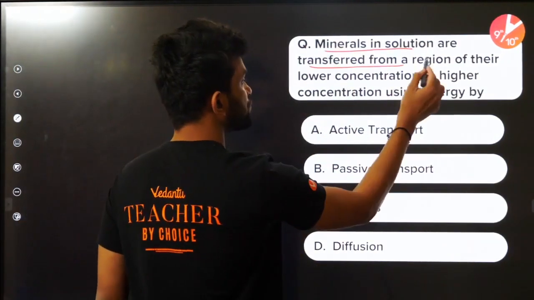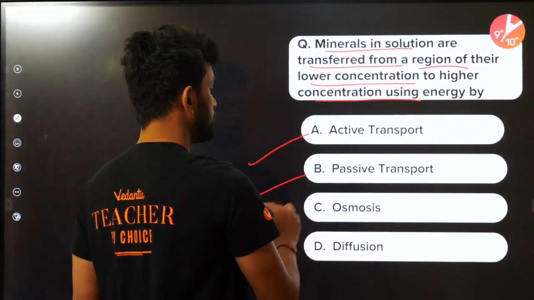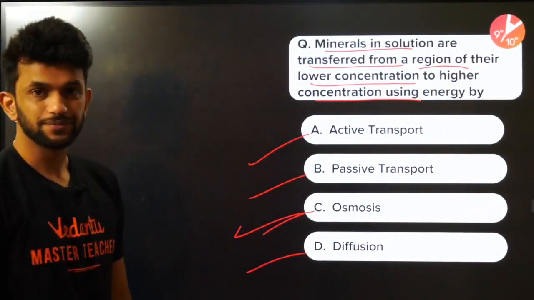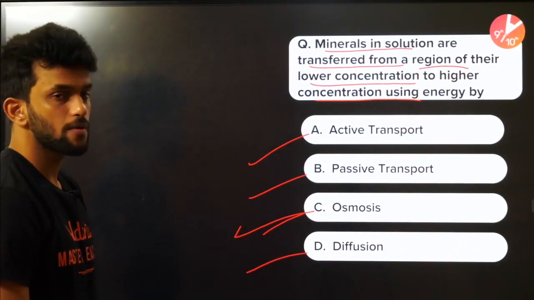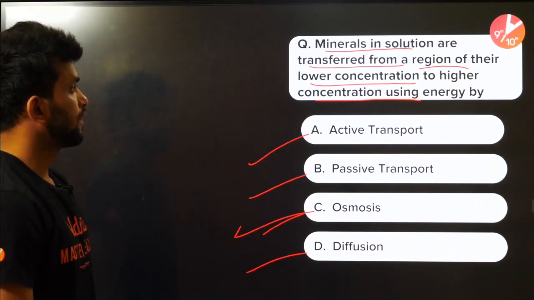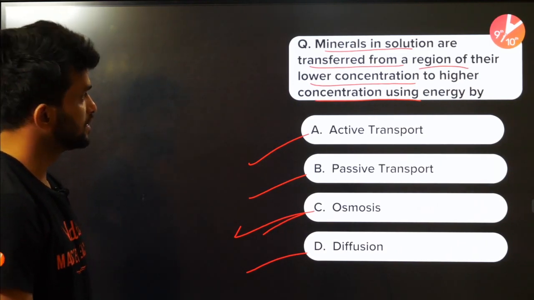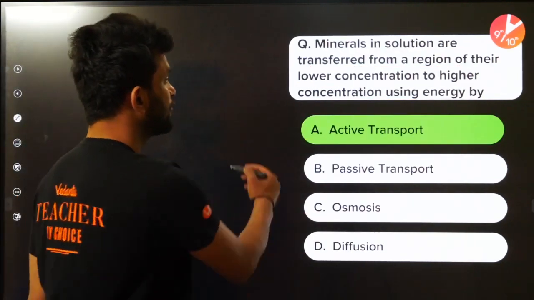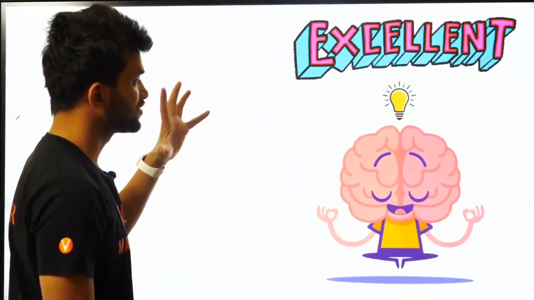Minerals in a solution are transferred from a region of low concentration to a region of high concentration using energy by active transport, passive transport, osmosis, or diffusion? Come on, tell me. 5, 4, 3, 2, 1, go. From a region of low concentration to a region of high concentration using energy, exactly, the answer is active transport. That is what we studied today, and they move from a region of low concentration to high concentration.